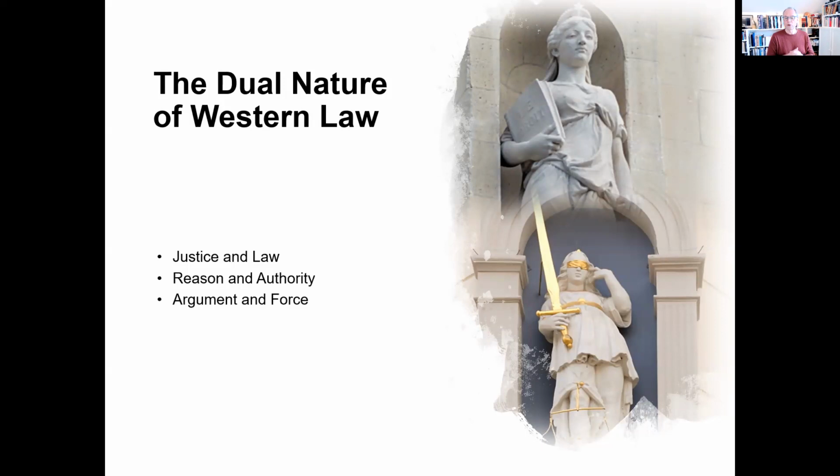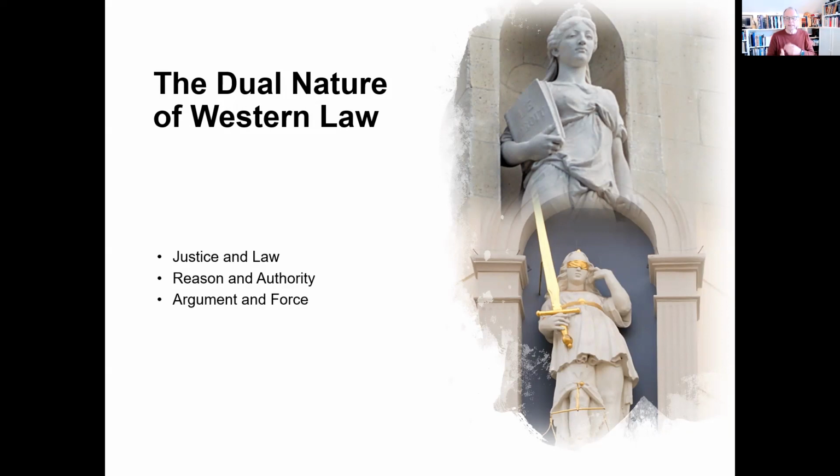We have the rationality side of the law, or the reason side of the law, or the justice side of the law, symbolized by the book, the scales, balancing, giving justice. And then we have the force side of the law, the authority side of the law, symbolized with a sword, which is the force of the government. And this, of course, is a dual nature. Law is both reason and authority. It's both rationality and force. It's both justice and cutting through, ending argument, enforcing the power of the state.